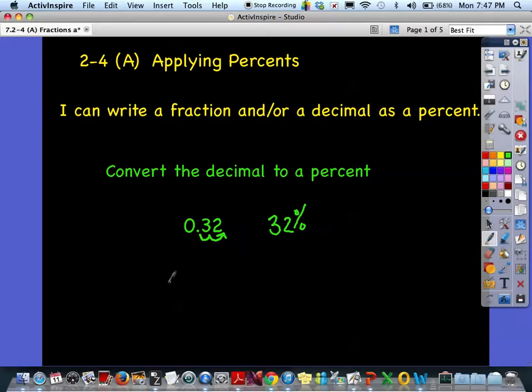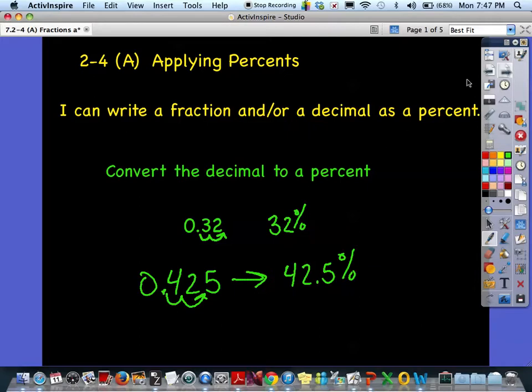It's that easy. So if I had this number right here, 0 and 425 thousandths, and I wanted to convert that to a percent, I would move the decimal point twice, and it would be 42.5%. That's how easy it is. Move the decimal point to the right twice to go to percent. The opposite is true if you want to go from percent to decimal. Move it to the left twice to go backwards.